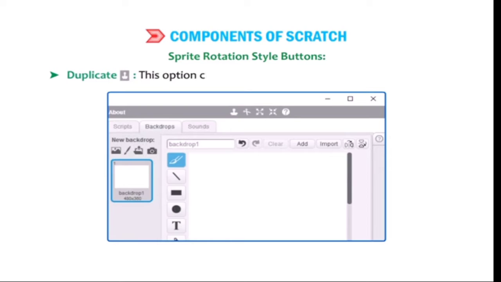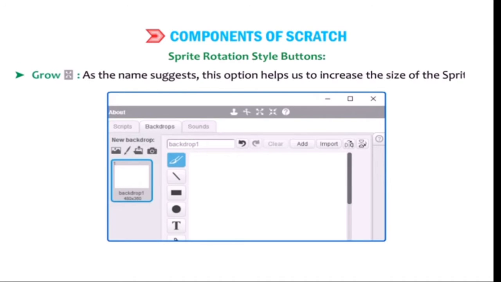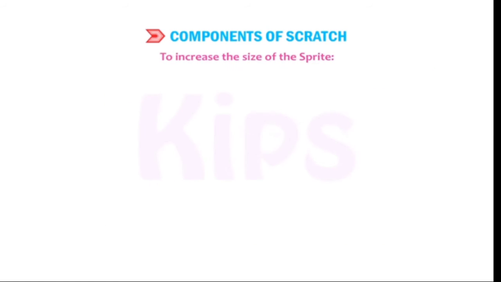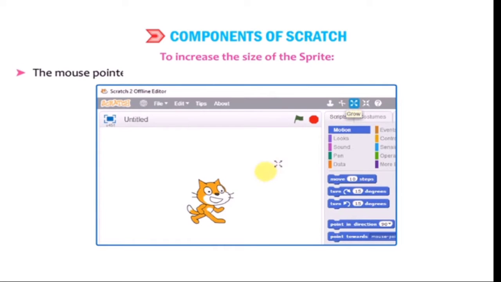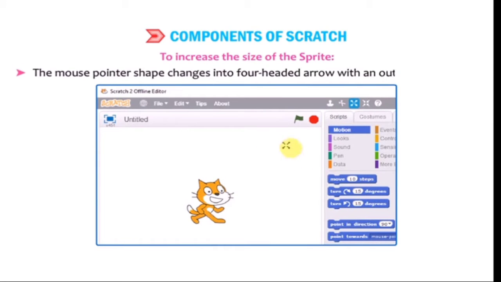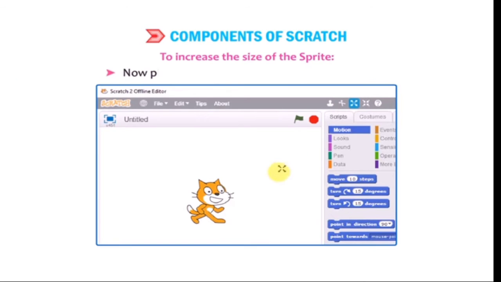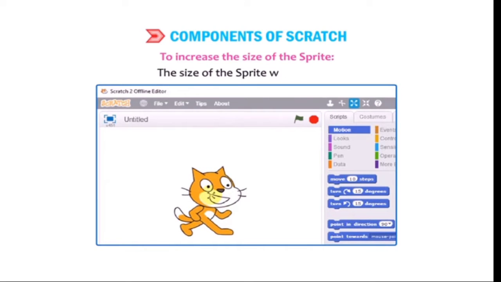Duplicate. This option creates a duplicate copy of the selected sprite. Delete. Clicking on this option will delete the selected sprite. Grow. As the name suggests, this option helps us to increase the size of the sprite. Let us find out how to increase the size of the sprite. Select the Grow button from the toolbar. The mouse pointer shape changes into a 4-headed arrow with an outward direction. Now place the pointer on the sprite and click on it. The size of the sprite will increase.